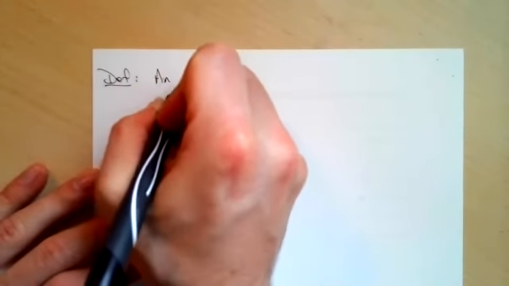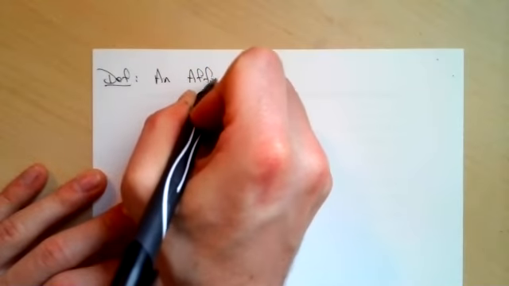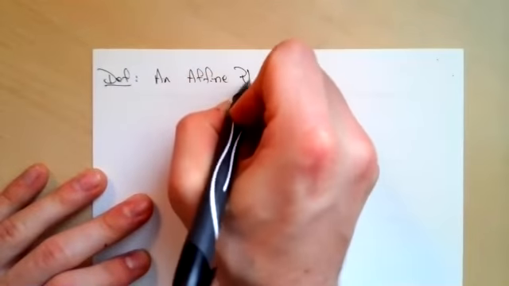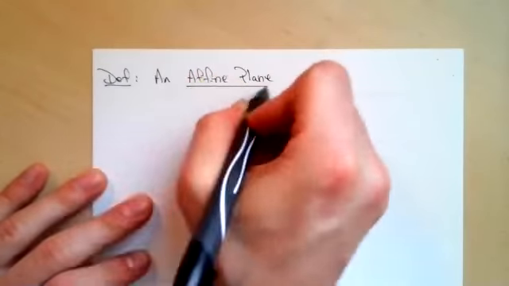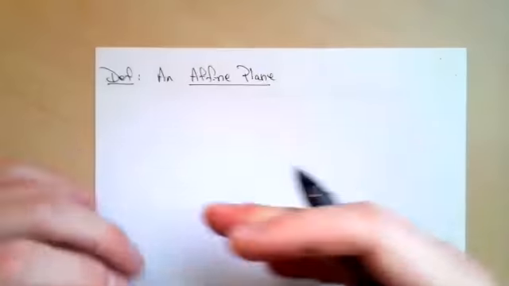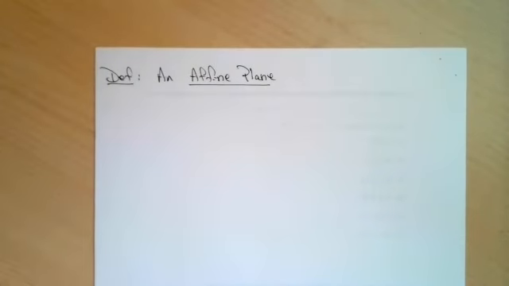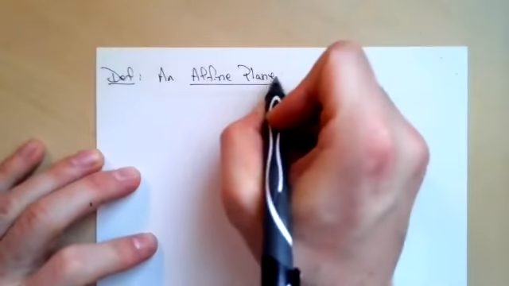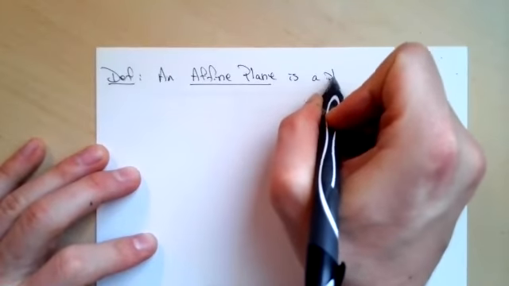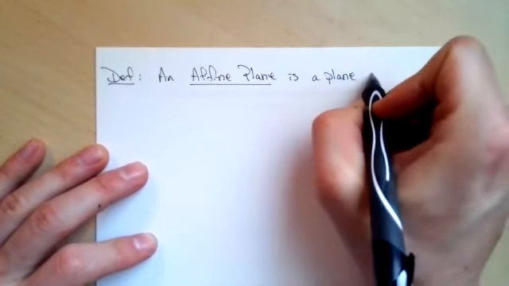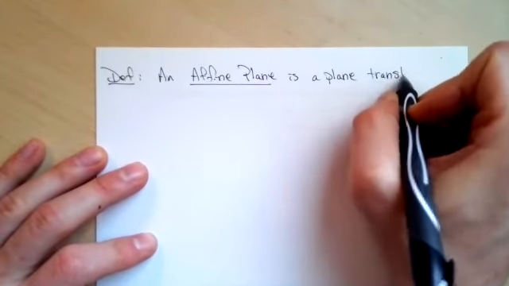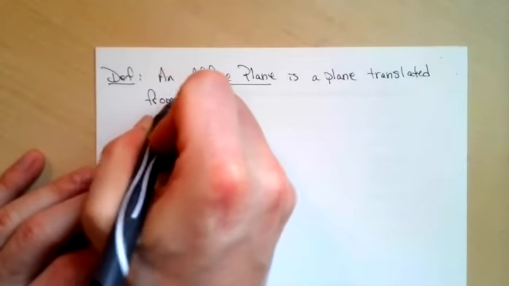So last points to talk about with planes. Our definition, an affine plane. Again, this word affine shows up, it just means we are looking at a two-dimensional object, a plane, that is translated from the origin.